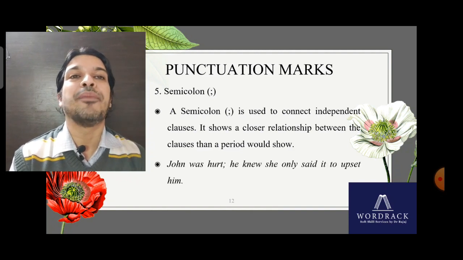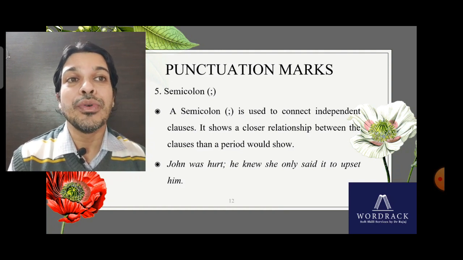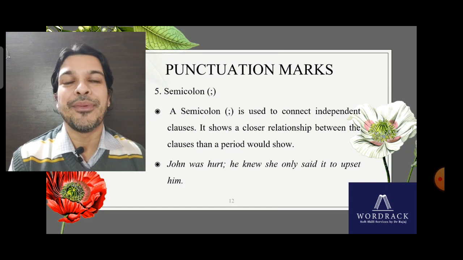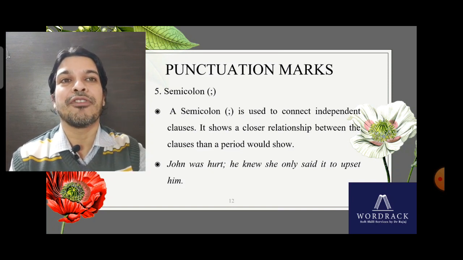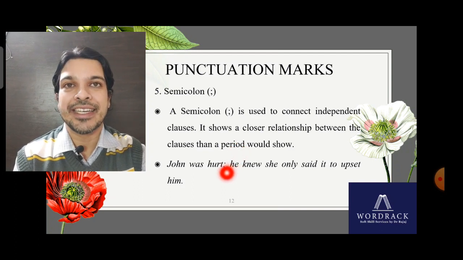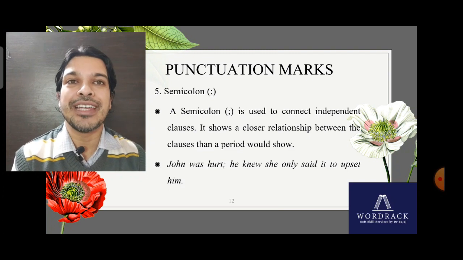So here's the example. John was hurt; he knew she only said it to upset him. Now what do we want to show with this sentence? If you pay attention, we've put a semicolon after "hurt." Now we want to show that these two parts have a closer relationship.